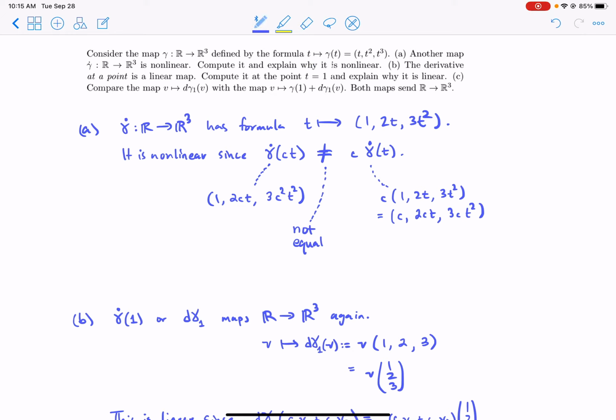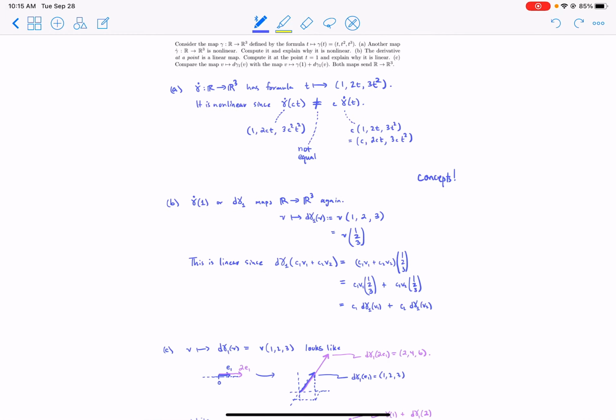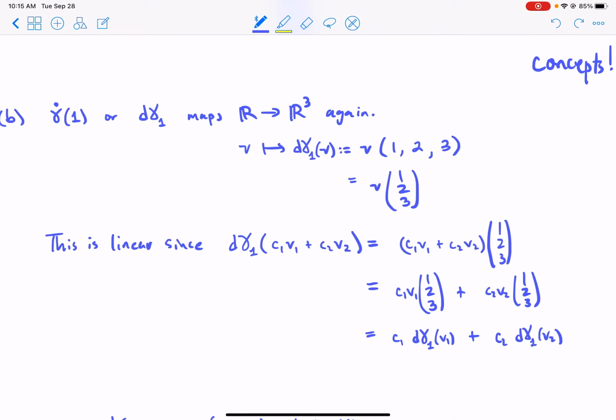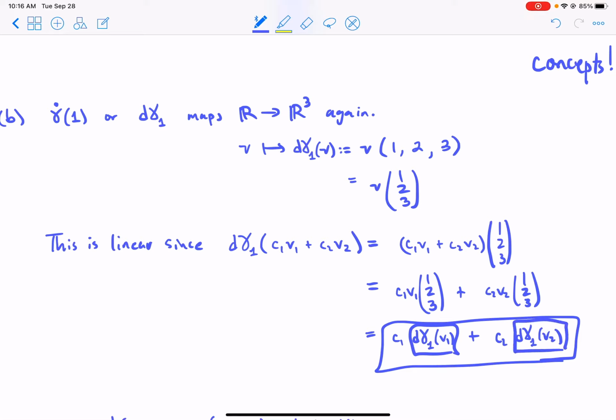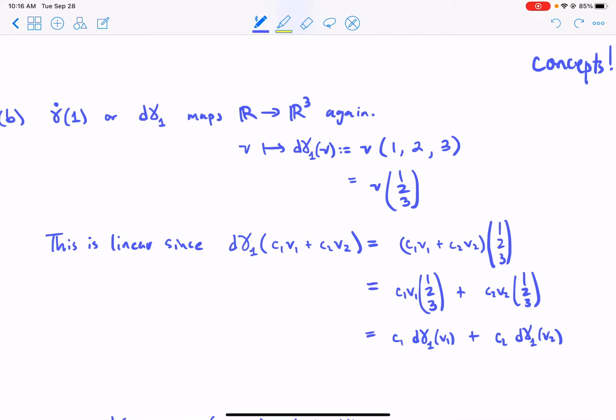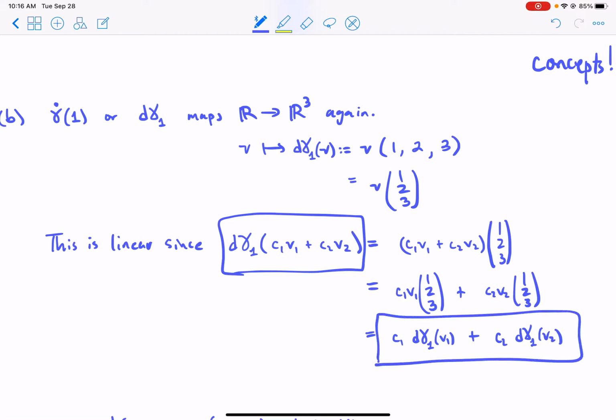And you'll see that in the concepts videos, right? So watch those. Now, I computed it at the point, but I still need to explain why it's linear. So here's my explanation. This is linear since this map sends a linear combination to a linear combination of the map applied to the vectors. So I had to do a little bit of calculating to get there, but you see that this piece and this piece are the definition of linearity.